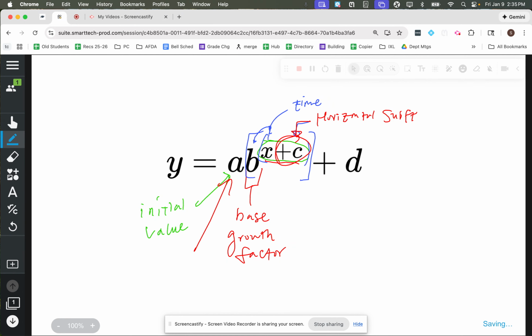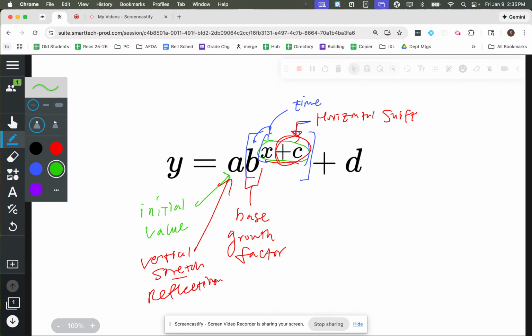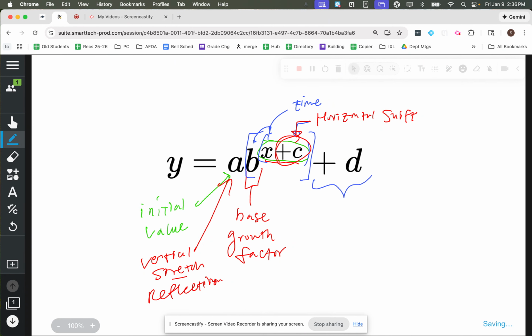And guess what? Even though this is the initial value, this is a vertical stretch or reflect, stretch or reflect. A can be negative, in which case it'll flip the exponential function upside down. But this here, the plus d, this is very important because this is your horizontal asymptote.